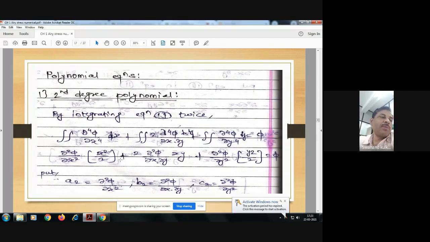But apart from that, by considering the second degree of polynomial equation, or by constructing the second degree polynomial equation by reducing the degree from fourth degree to second degree by taking 2 times integration. So for that purpose here, by double integrating del raised to 4 phi dou x raised to 4, 2 times of del raised to 4 phi dou x2 dou y2, and del raised to 4 phi dou y raised to 4.